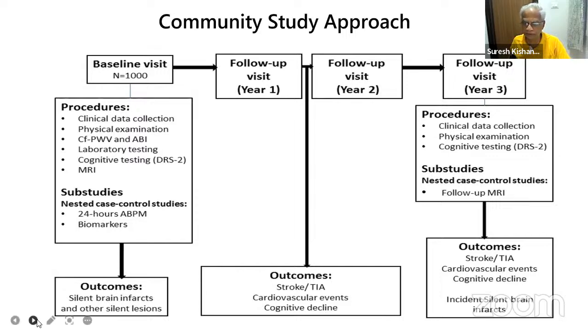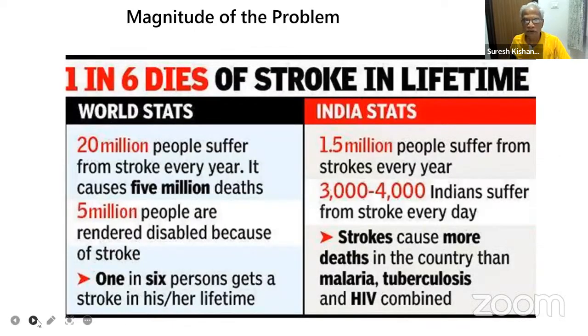Next slide, please. So this is the magnitude of the problem. Worldwide, 20 million people suffer every year. In India, 1.5 million people suffer. That means every day about 3,000 to 4,000 Indians suffer from stroke. And 1 in 4 of these strokes are usually silent strokes. Next, please. Next slide.